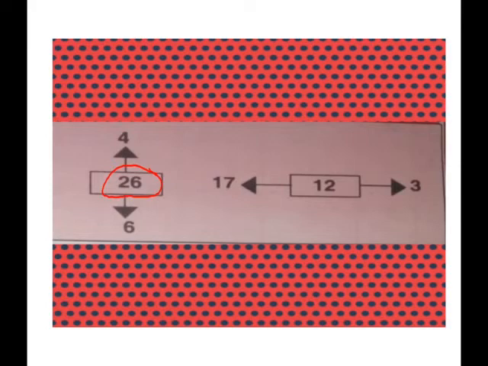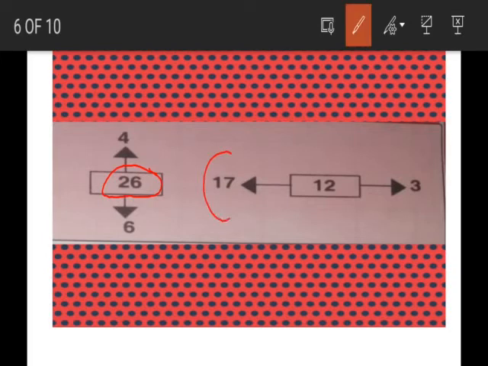Alright, let's consider the second example. How can we get our 17, assuming 17 was not given? To get our 17, we're going to add 12 and 3. 12 plus 3 will give us 15. Then 15 plus our imaginary number, that is 15 plus 2, will give us 17.